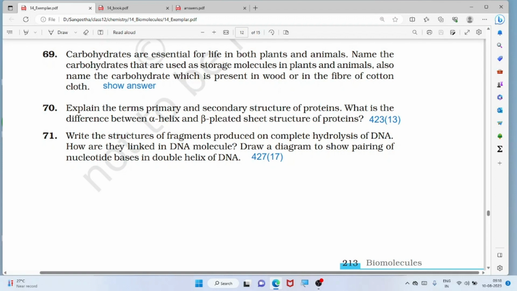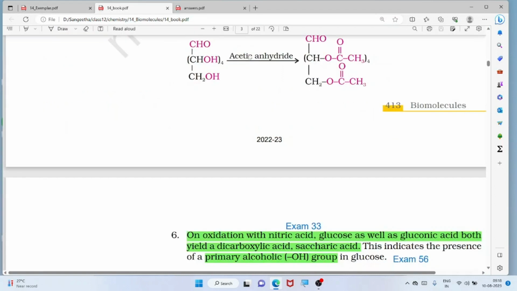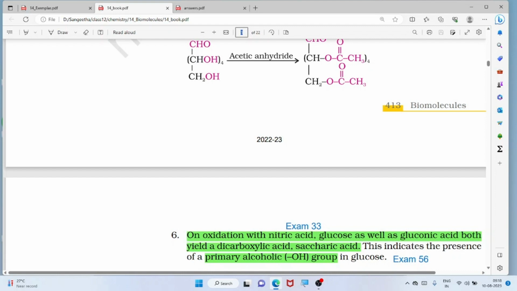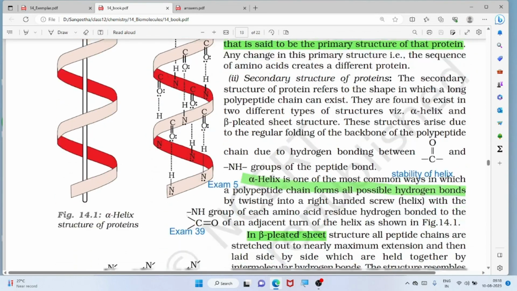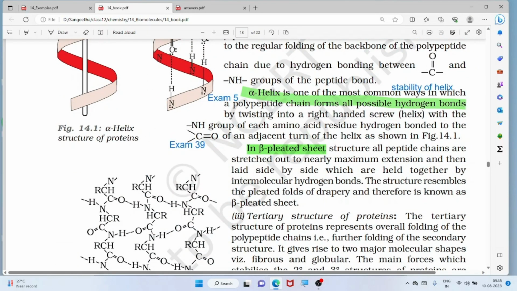Explain the terms primary and secondary structure of proteins. So what is the difference between the alpha helix and the beta? Okay, primary structure and these alpha and beta helix structures, so you can go through it.